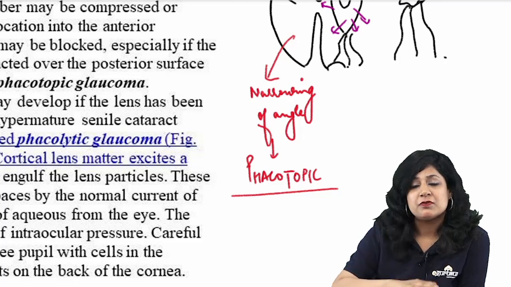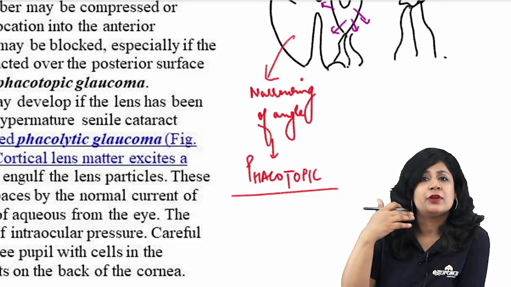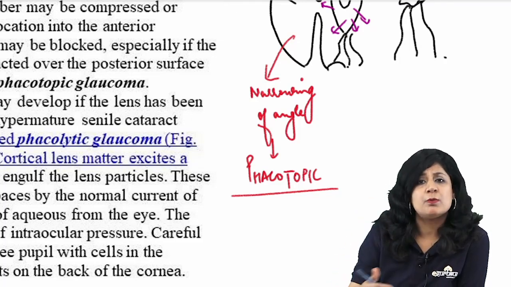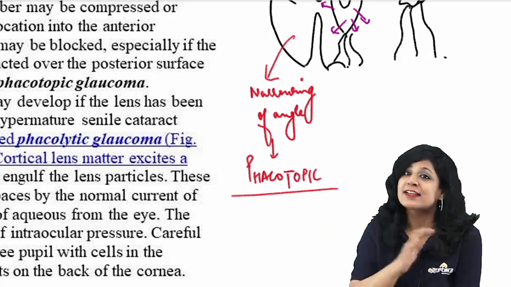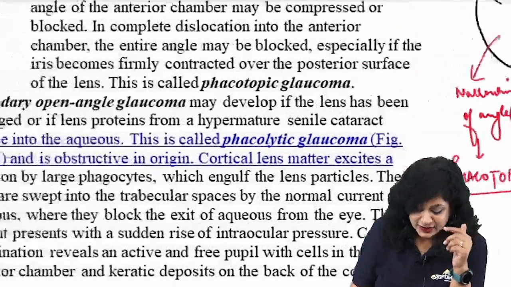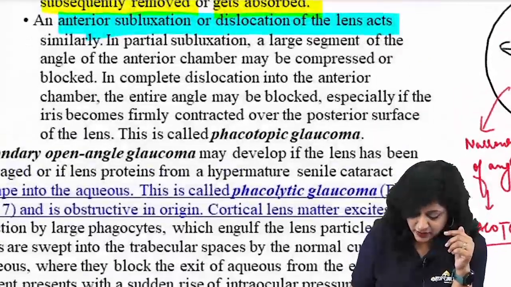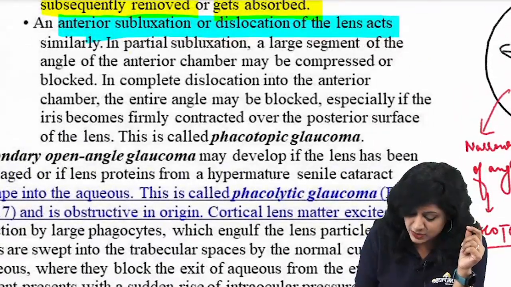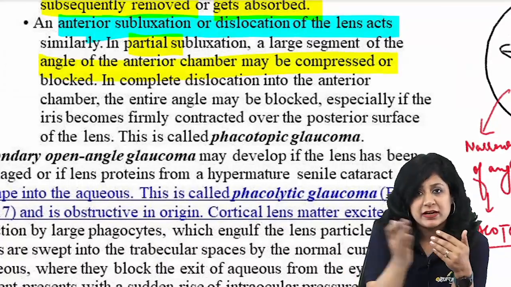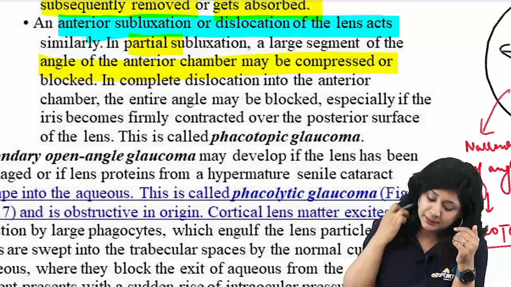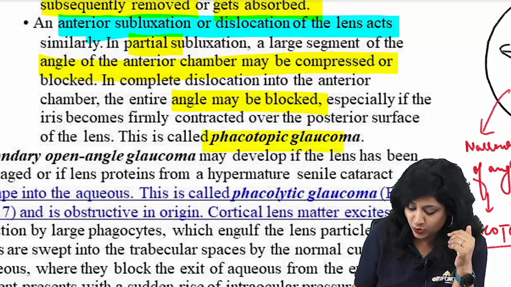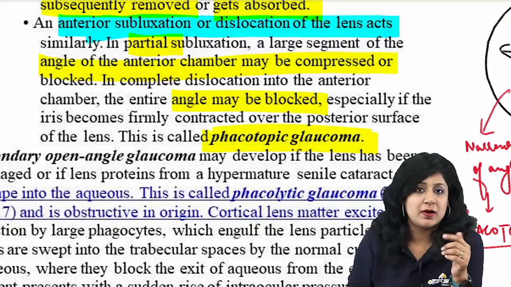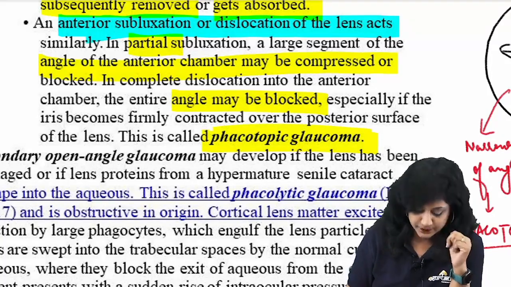So, there is a difference between phacogenic glaucoma, phacolytic glaucoma, phacomorphic glaucoma, phacotopic glaucoma, phacotoxic glaucoma, phacoanaphylactic uveitis. There are so many things, right? So, I think this is clear. So, let's read what they are saying. In the partial subluxation, a large segment of the angle of anterior chamber may be compressed. This is what I have explained to you. It is coming anteriorly. In complete dislocation, the entire angle is blocked, and this glaucoma is called phacotopic glaucoma. Phaco means lens, topic means position.